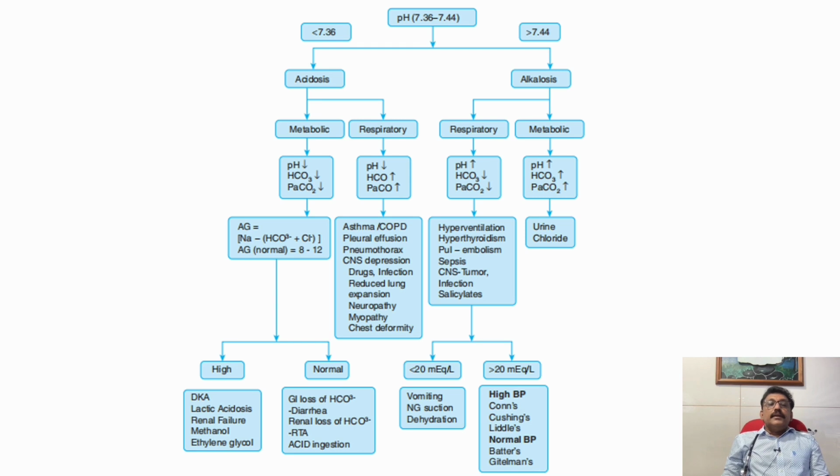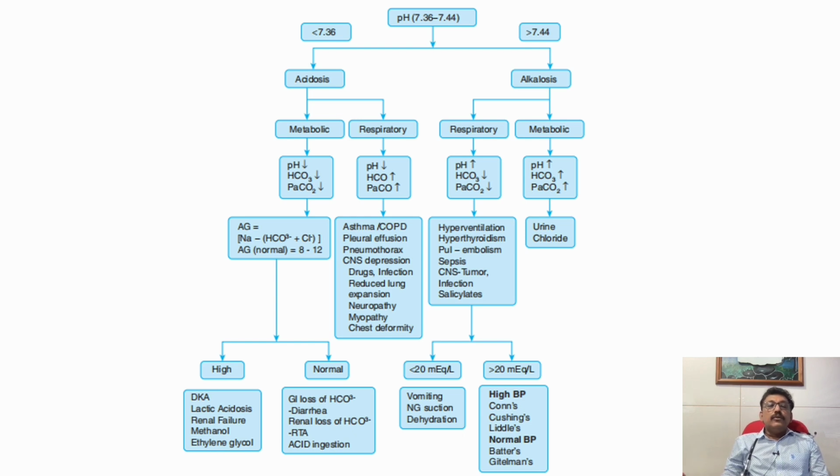Now you can see this chart. This will give you how to calculate or how to analyze an ABG. You can see the acidosis part. We will not be able to discuss everything now. A pH of 7.35 to 7.45 is normal. If it is less than 7.35, you can think it is acidosis.